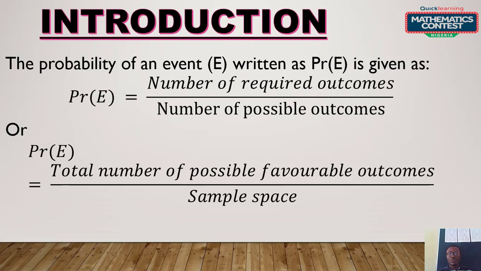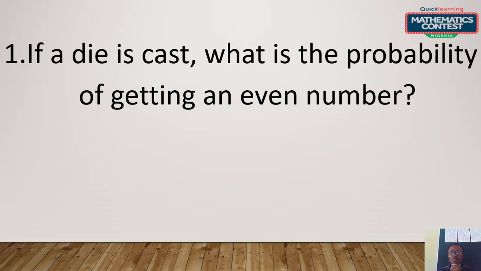So let's see some formulas to back up the concept of probability. The probability of an event E, written as P(E), is given as the number of required outcomes over the total number of possible outcomes. That is just probability. Another way it can be stated is the number of favorable outcomes over the sample space. Sample space here just means the total possible outcomes. So that is what probability is all about: the number of required outcomes, or what you expect, divided by the sample space.